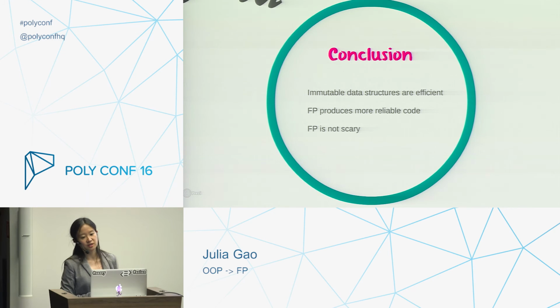So the conclusion is, immutable data structures are efficient. It's actually more efficient than mutable data. And functional programming produces more reliable code, and it's not scary. Scary because you just need to know the basic concepts and then try some of the languages, and just see how you like it.